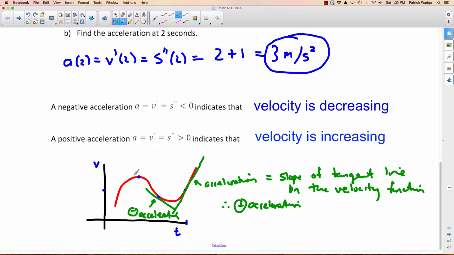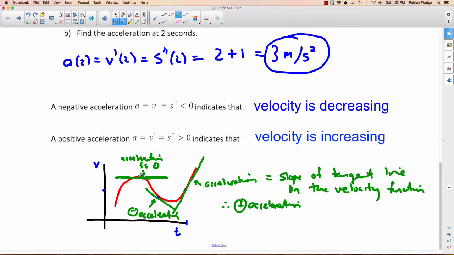What if we looked at this point right here? Well, the tangent line would look something like this. What's the slope of that? 0. So in this case, acceleration is 0. So does that mean it's not moving? No, it doesn't mean that. It means at that point right there, the velocity isn't changing. It's staying exactly the same.